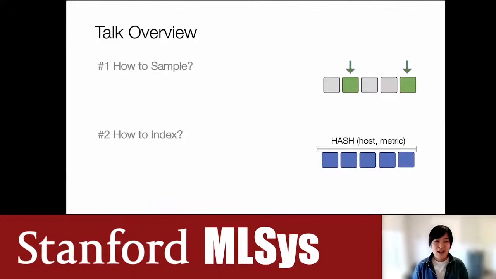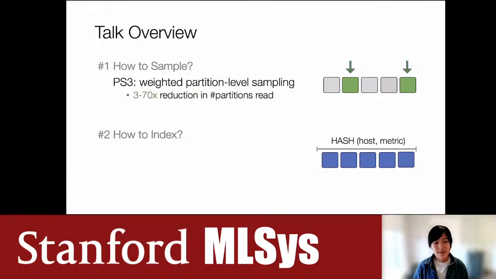And specifically, I'm going to talk about how we can combine learning techniques to better design indexing and sampling to make them work with data partitions. We'll first start with sampling, and I will talk about PS3, which is a system that enables weighted partition-level sampling. And our evaluation shows that it reduces the amount of data you need to read by 3 to 70x compared to randomly selecting partitions.